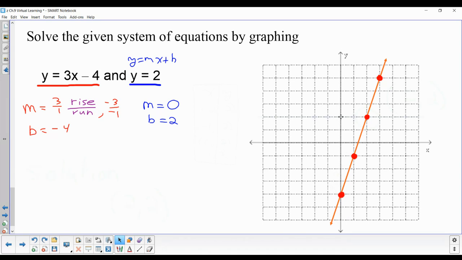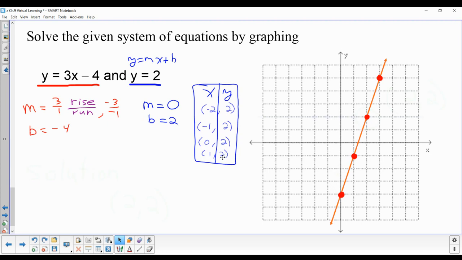This is much easier to graph if you just make a table. Since y equals 2, I'm going to make a table, and in my table, the y is always 2. The x is whatever I want. Once I have ordered pairs, I can graph them.